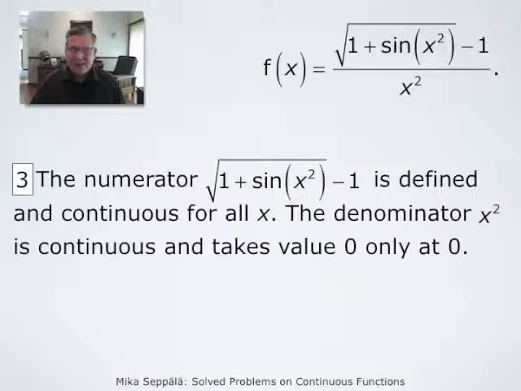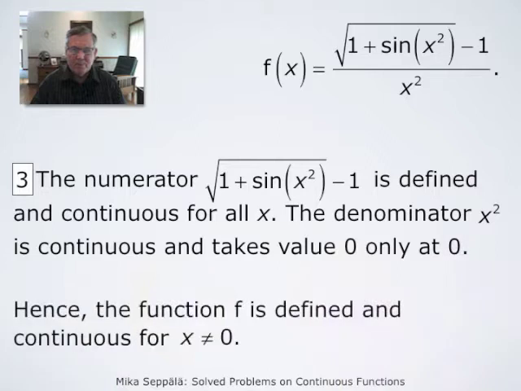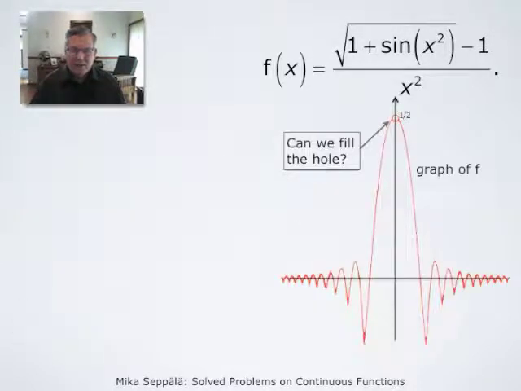The denominator, x squared, is continuous and takes the value 0 only at x equals 0. So we conclude that this function f is defined and continuous for all non-zero values of x. If x equals 0, then of course x squared is also 0 and sine of that is 0. So if x equals 0, then the expression defining f of x gets the value 0 divided by 0. This is not a number, therefore f is not defined for x equals 0.